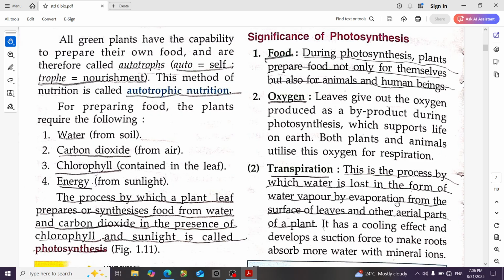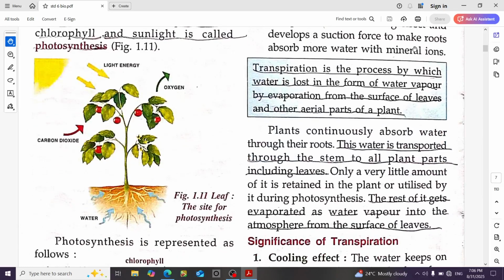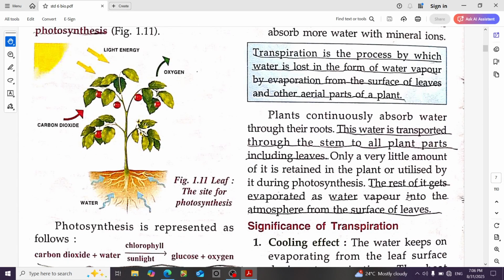Respiration is the process. Then transpiration. By this process, the water is lost from the leaves, aerial parts, that's for cooling the plant and cooling the environment also. Transpiration is a process by which water is lost in the form of water vapor by evaporation from the surface of the leaves and the other aerial parts of the plant. So plants are continuously absorbing the water and giving it out from their leaves. They need minerals to continuously replenish the cells. That's why they continuously absorb the water.